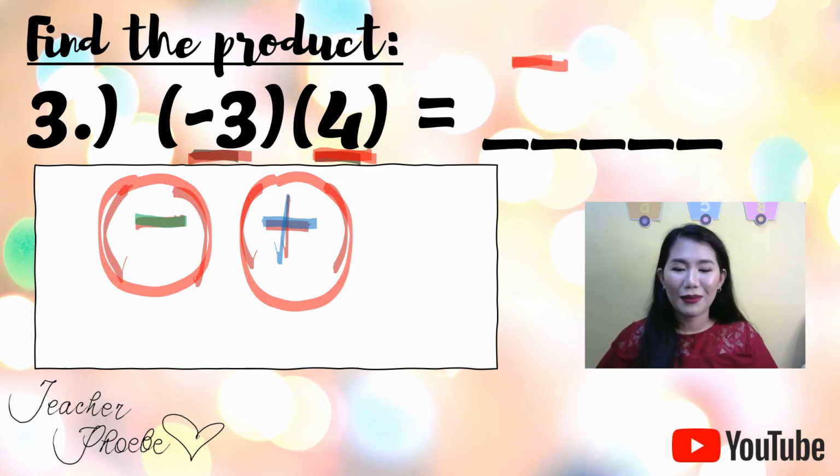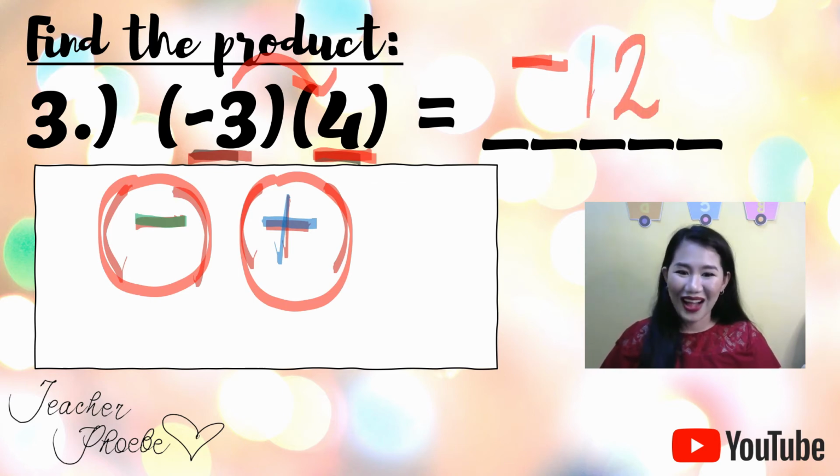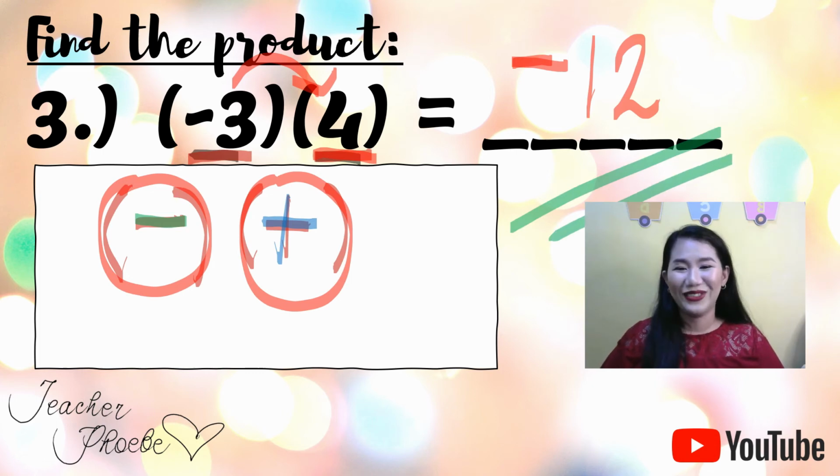will be automatic negative. And then of course, do not forget, okay? Do not forget to multiply 3 to 4. What is 3 times 4? Correct. That is 12. So therefore, your final answer is negative 12.